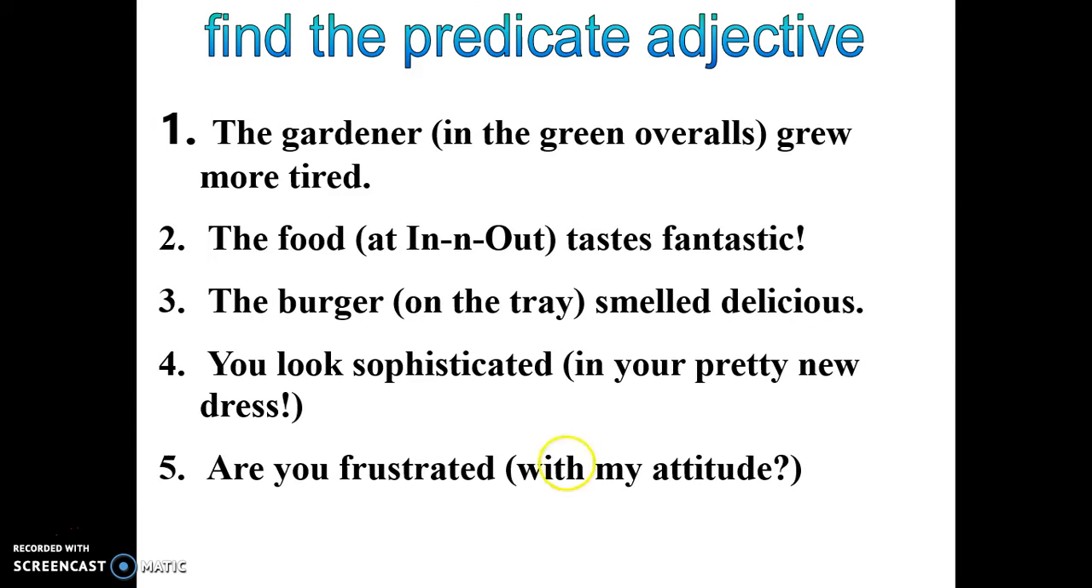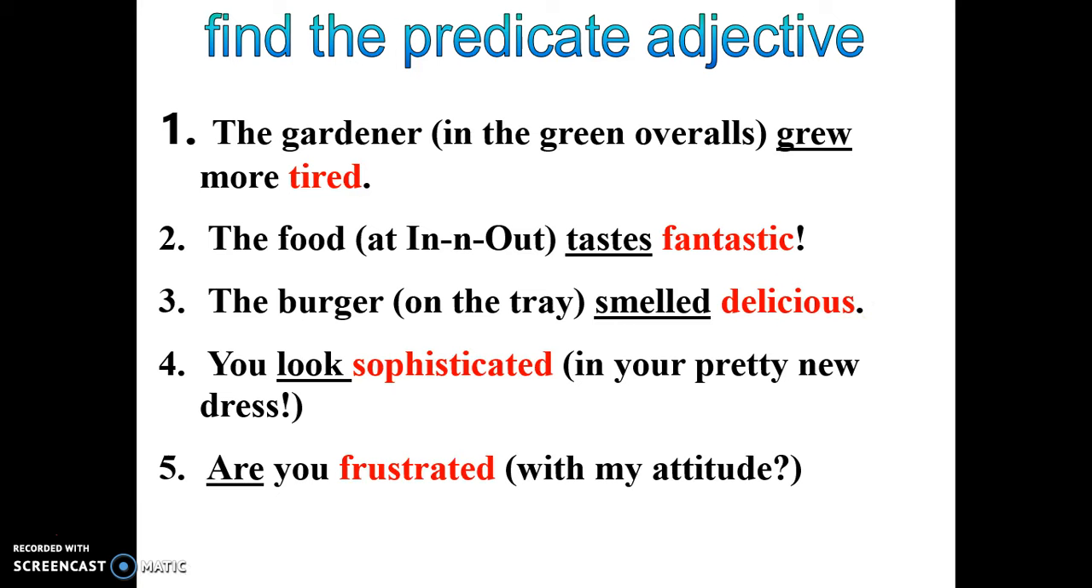All right, here are some more examples where you can try finding the predicate adjective. Look for the linking verb, such as grew, and then look for the word that describes the subject, such as entired describes gardener. And you can hear Charmin barking. Someone just rang my doorbell. I'm going to keep working and see if it goes.